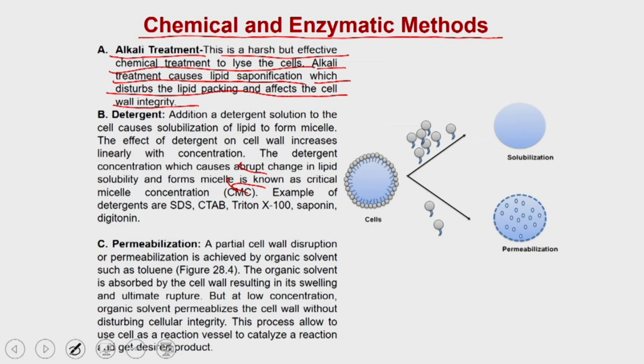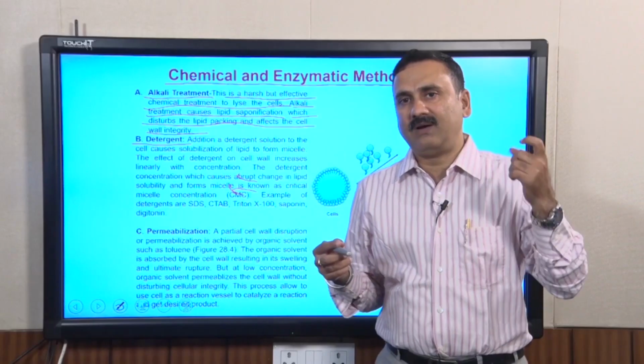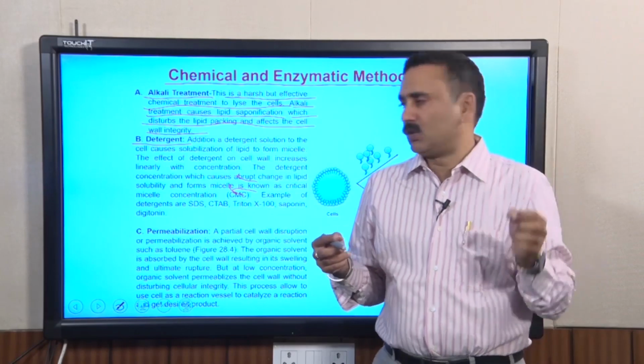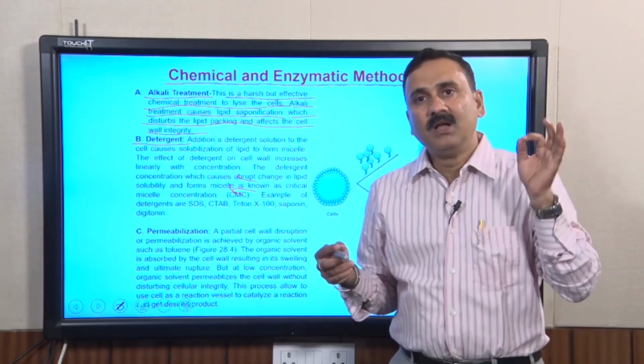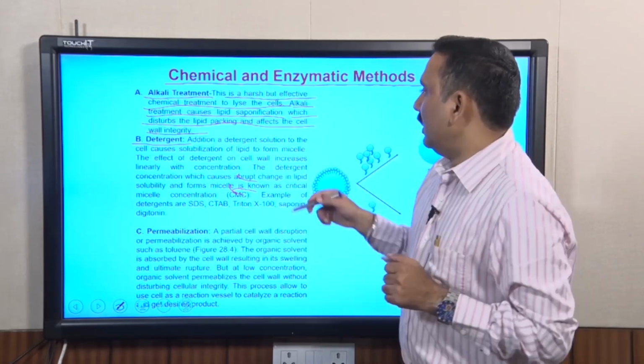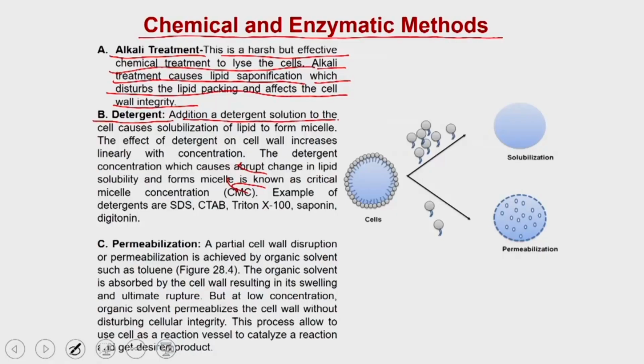Now the next method is the detergent. Detergent is a very popular method of cell disruption. In the detergent method you have two possibilities, one is called lysis, the other is called permeabilization. Addition of a detergent solution to the cell causes solubilization of lipids to form micelles.